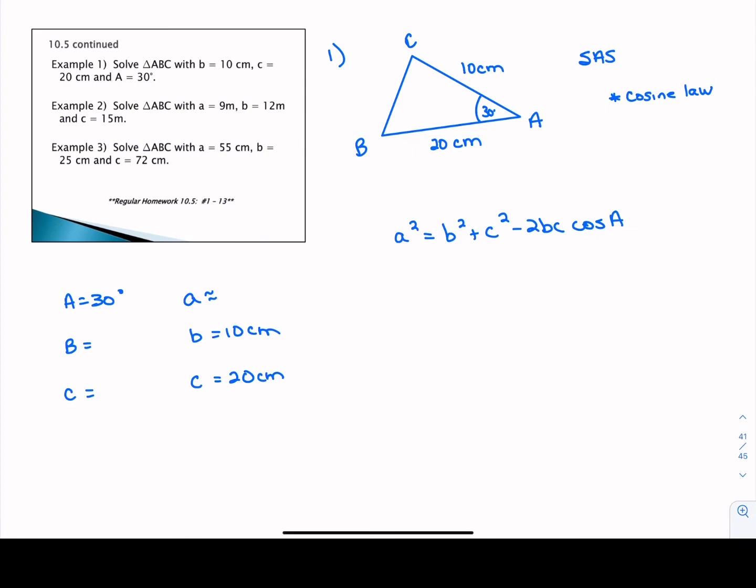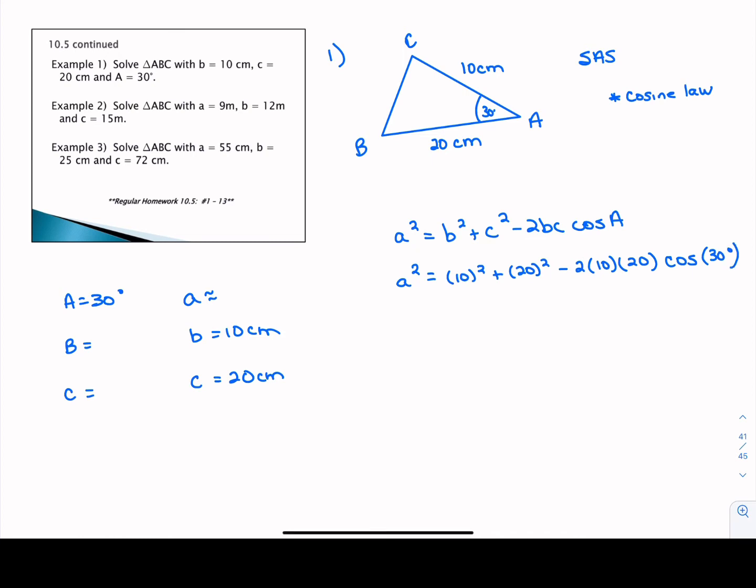So we know that a squared is an unknown. We're going to solve for that. B squared means we have 10 squared plus c squared, or 20 all squared, minus 2 times b, so 2 times 10, times c, or 20, multiplied by the cosine of angle A. And we know angle A measures 30 degrees.